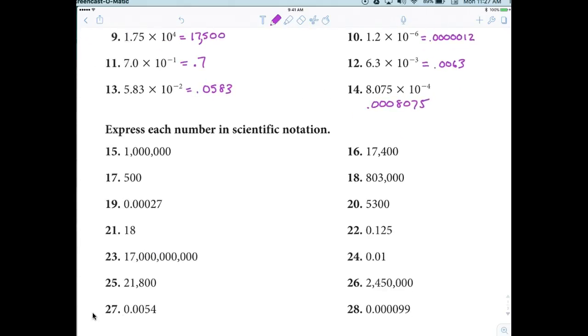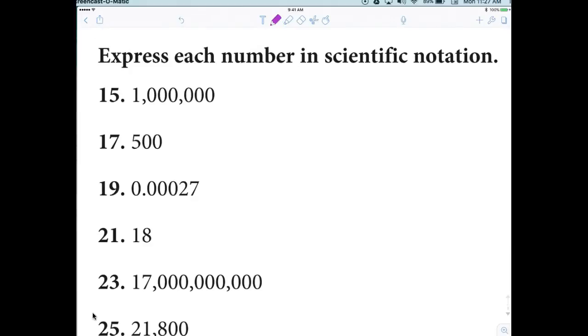So let's take a look at number 15. Now we have to write it in scientific notation. Sometimes it's a little bit more difficult for kids. But I want you to remember, the decimal goes after the first non-zero number. So in 1 million, where would the decimal go? After 1. All right? Now, go ahead and write 1.0, and then tell me it would be times 10 to the what? Yes, times 10 to the 6th.